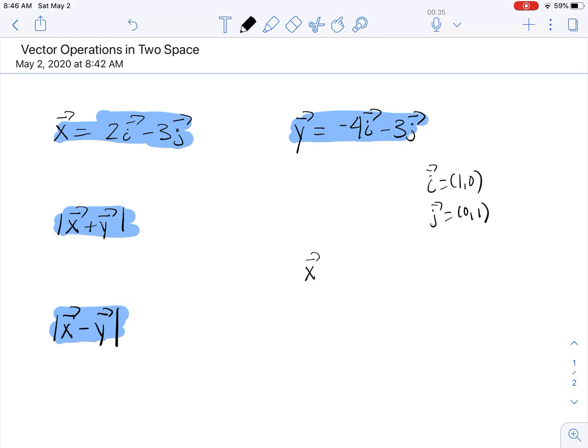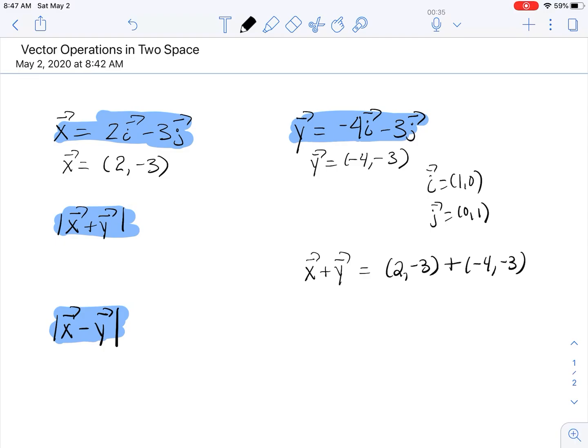Well, let's do the first one. In order to calculate the magnitude of x plus y, and I should be saying vector x plus y because that's what they are, I need to calculate vector x plus vector y first. I could write out 2 times (1, 0) minus 3 times (0, 1). You most certainly can do that, but I can just jump to vector x being (2, -3) and vector y being (-4, -3). Remember, vector i is your x-coordinate and vector j is your y-coordinate. So vector x plus y is really (2, -3) plus (-4, -3).